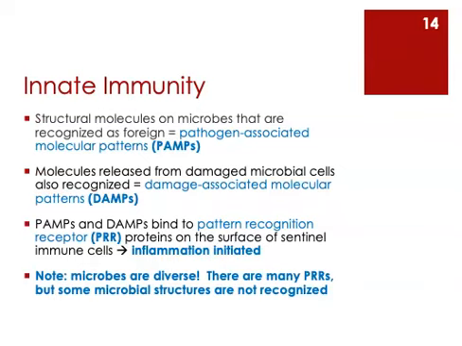So it's critical for us to remember that not all pathogens have the same PAMPs. Not all pathogens have the same DAMPs. And that means that the innate immune system has to consider and respond to the most common PAMPs, the most common DAMPs. There are many, many, many PRRs on your sentinel immune cells, but some microbial structures are not recognized. There isn't a PRR for them.